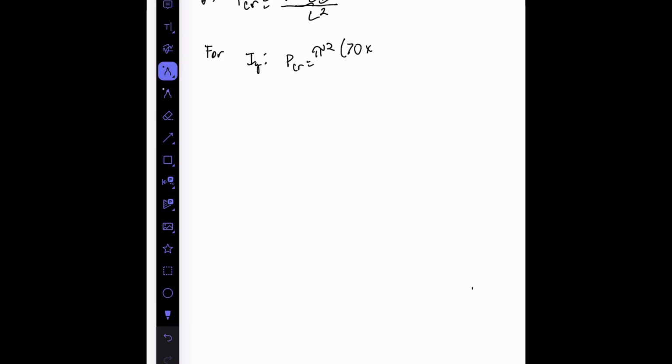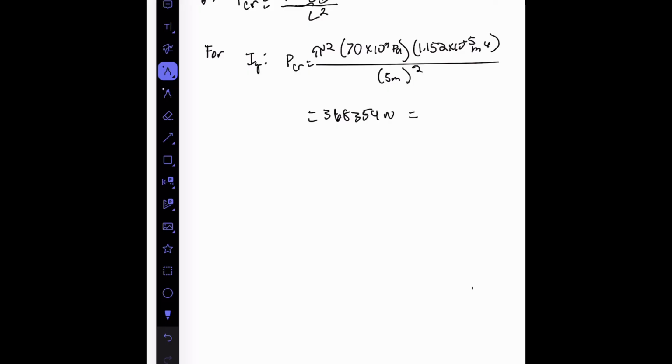So we're going to have PCR is equal to pi squared times 70 times 10 to the 9th Pa times 1.152 times 10 to the negative 5th meters to the 4th over 5 meters squared, and that's going to give us a value of 368,354 newtons. Sorry, that's not right. That was a 1. 318,354 newtons, or 318.354 kilonewtons. And now we just have to do the same thing for IZ.